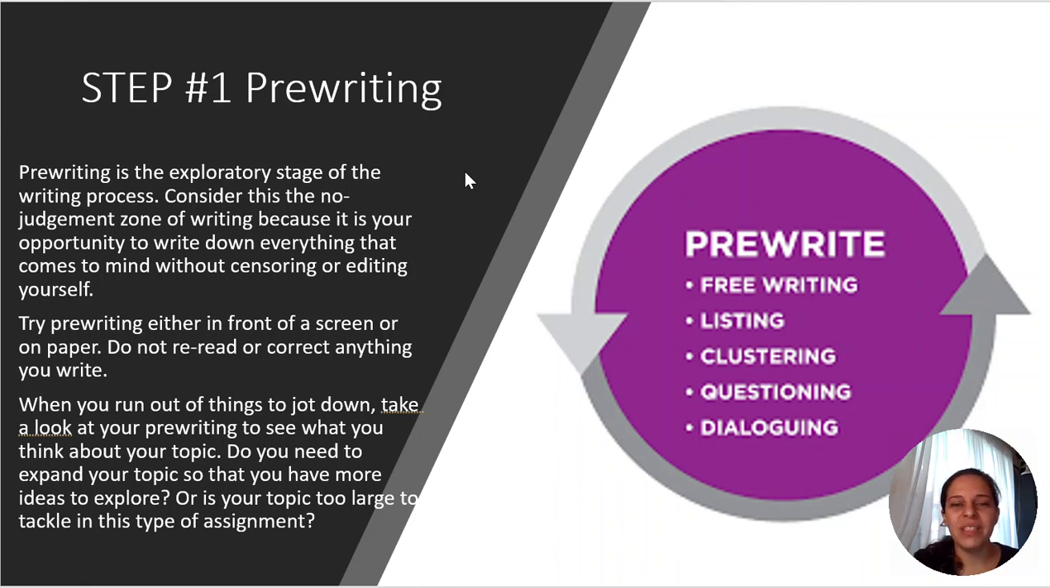When you run out of things to jot down, take a look at your pre-writing and see what you think about your topic. Do you need to expand your topic so that you have more areas or ideas to explore, or is your topic too large to tackle for this type of assignment? Well, this would be a good time to come to this realization.